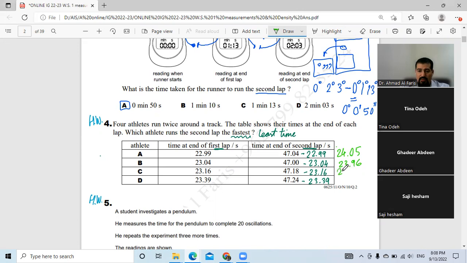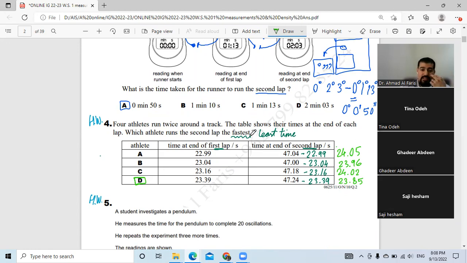What about the third one here? 24.02 seconds. And the last one, 23.85 seconds. So the least time for all the athletes is the last one, D. So the correct answer in this situation is D. As you can see, this is a multiple choice question.